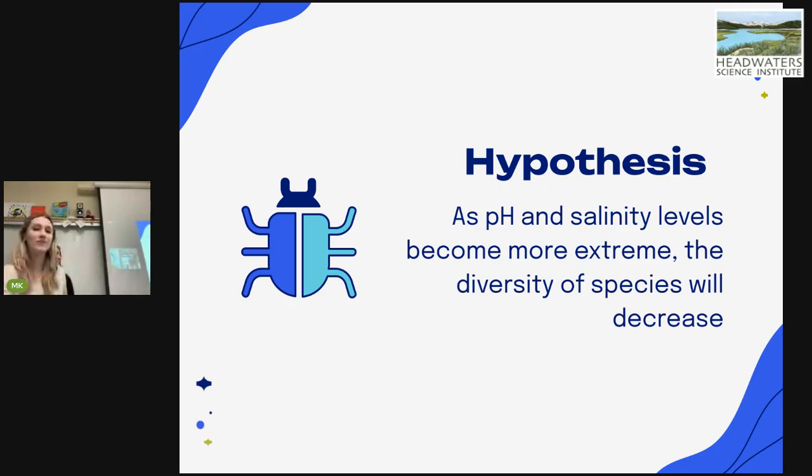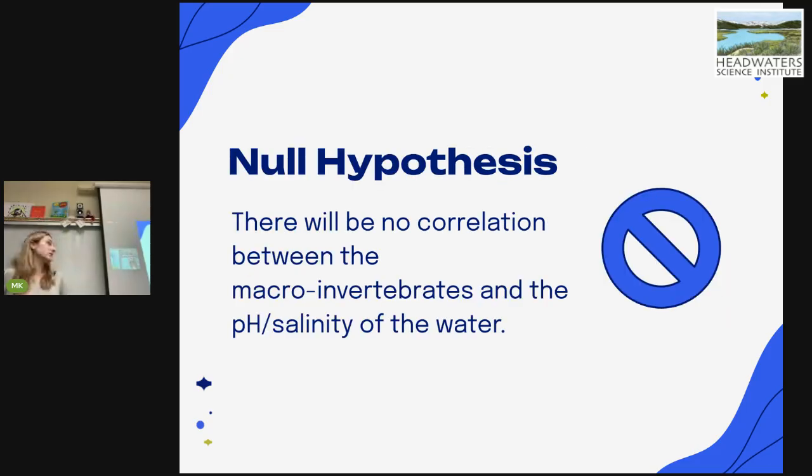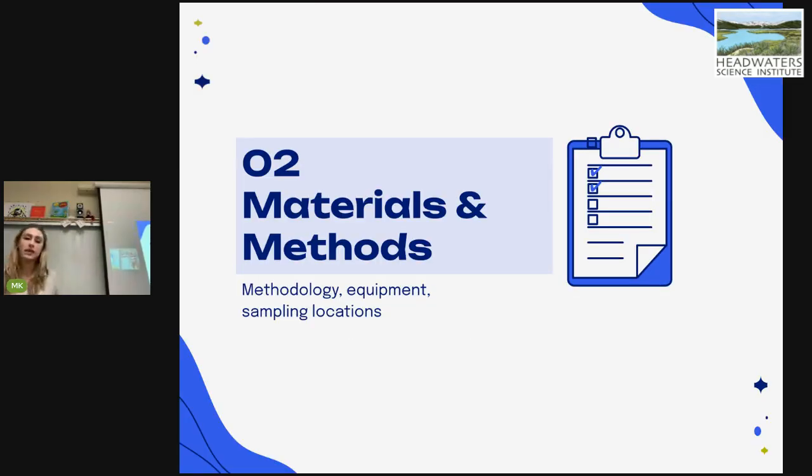Our hypothesis was as pH and salinity levels become more extreme, the diversity of species will decrease. And on the contrary, our null hypothesis is that there will be 0 correlation between the macroinvertebrates and the pH or salinity of the water.